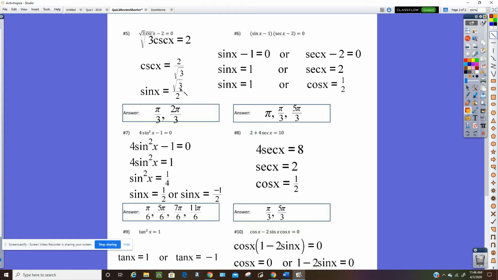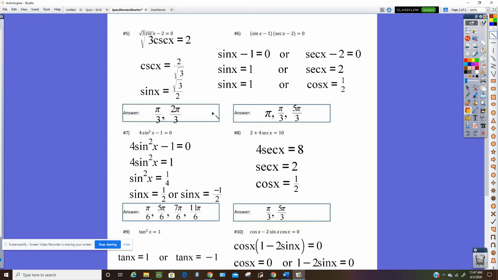And then you're going to look on your unit circle, which is on the back of your identity sheet and find where the sine is square root of 3 over 2. That's in the first and second quadrant. So pi over 3, which is the same as 60 degrees, and 2 pi over 3, which would be 120 degrees.